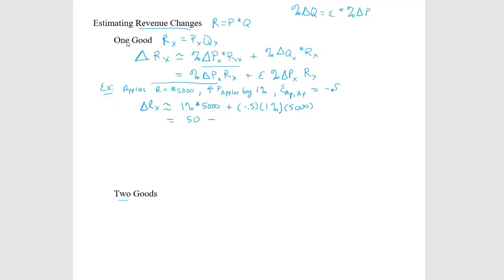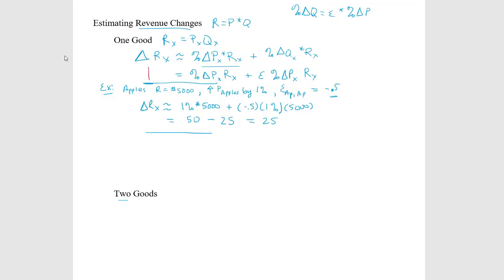My quantity effect is half of 1% of $5,000, or minus 25, because I'm consuming a little bit less quantity, right? I'm consuming 0.5% less quantity. Minus 0.5 times 1%, it's 0.5% less in quantity demanded. So my net change is a positive $25 to revenue. And I knew that going in, it should be positive because I had an inelastic demand curve and I'm increasing the price of the good.